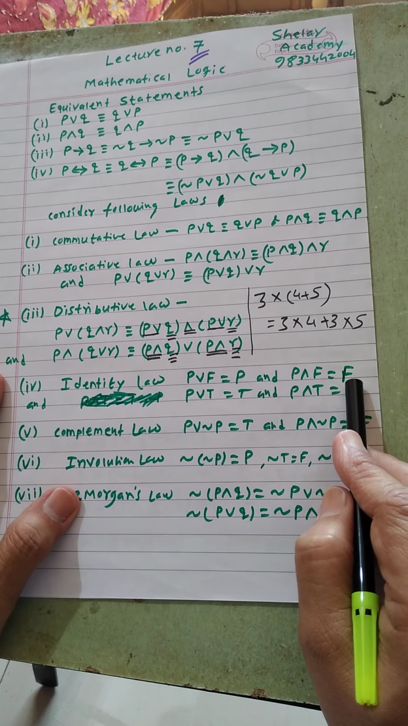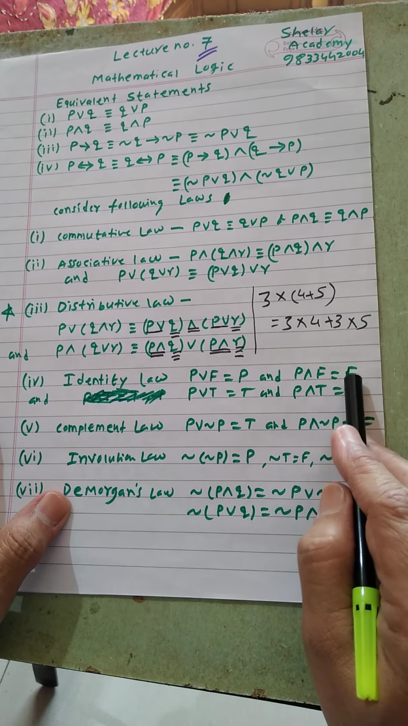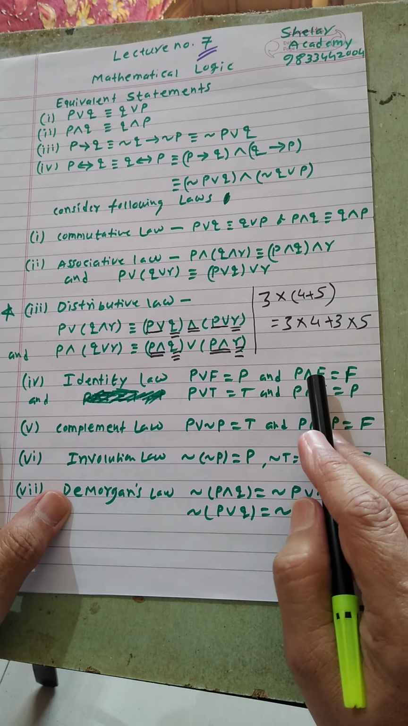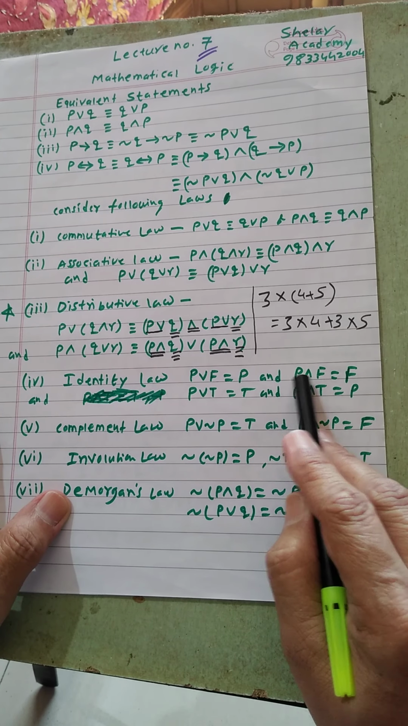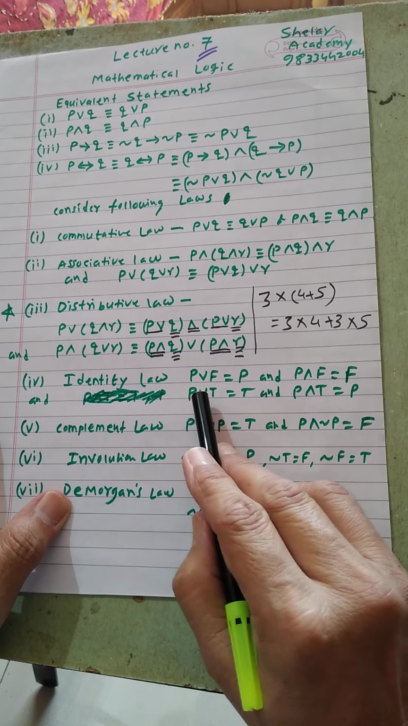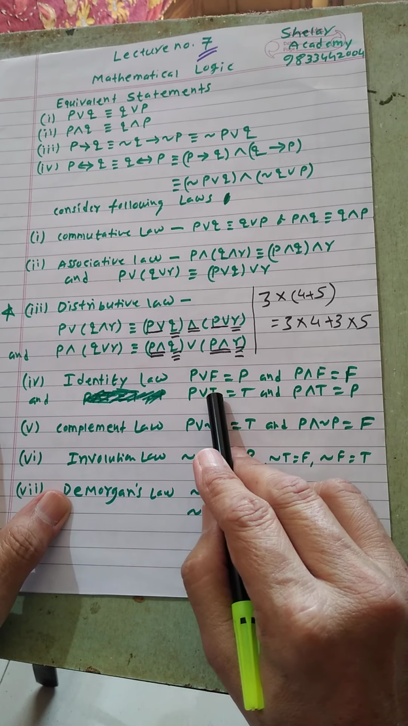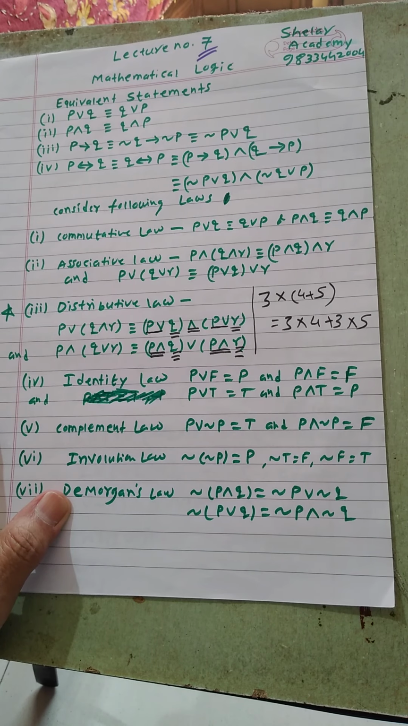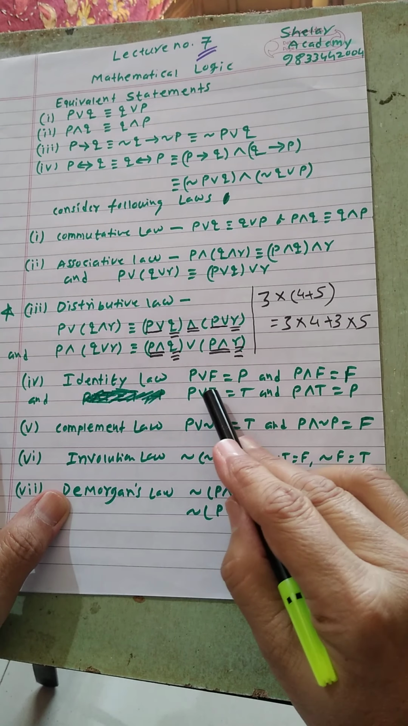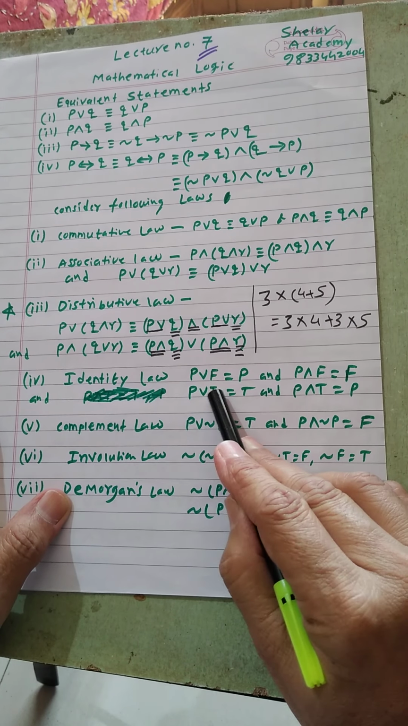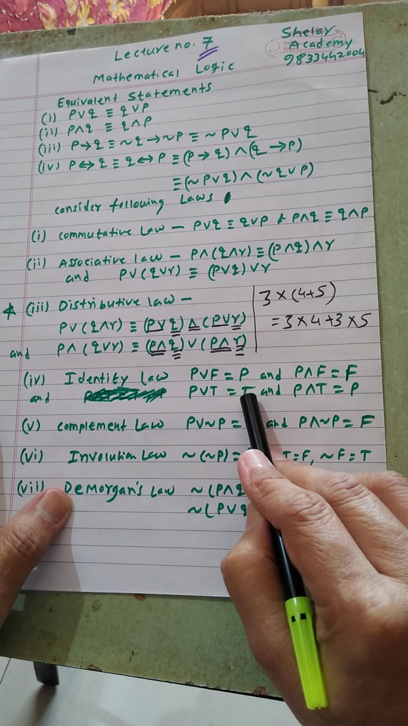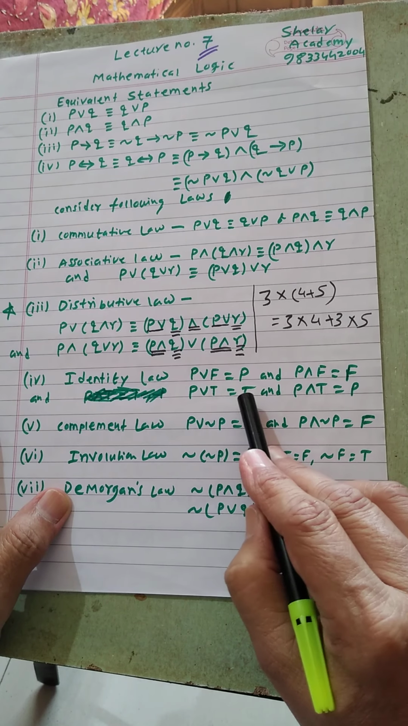P and F is equal to F. F is like a 0, and 0 multiplied by any other number gives 0. P or T is equal to T, because T is the maximum value in logic. Consider T as 1. Then 1 plus 0 is equal to 1 and 1 plus 1 is also 1 in logic. Therefore P or T is equal to T.